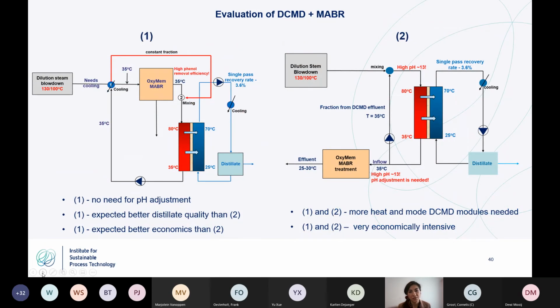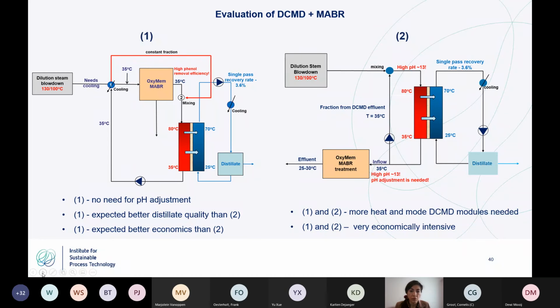Knowing about the limits, the advantages and disadvantages of these two technologies, we also evaluated the possibility to combine them for the treatment of the dilution steam blowdown condensate in a theoretical manner. This resulted in the creation of two scenarios. As it can be seen from these figures, the first case will require more cooling before the condensate is sent to the biological treatment step, compared to case 2. On the other hand, the first scenario offered the advantage of high removal efficiency of phenol and other organics, which can be sent to the membrane distillation unit afterwards, and it will also minimize the stripping and also the wetting potential on the membrane distillation.